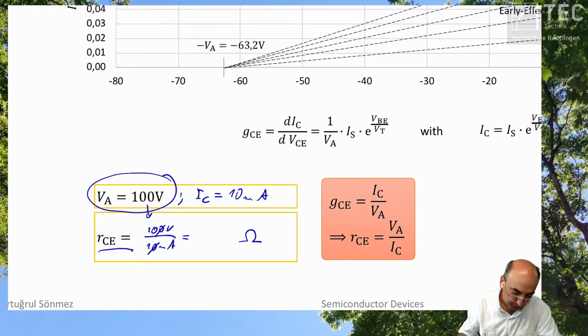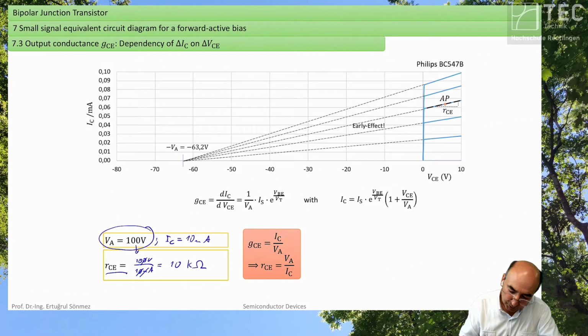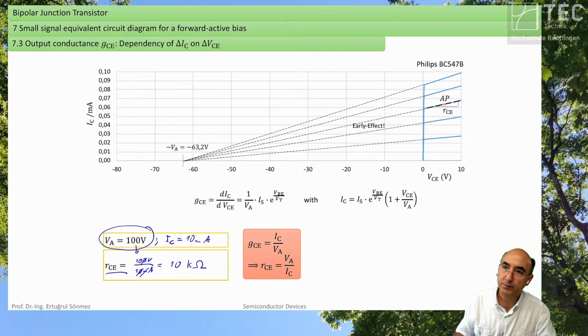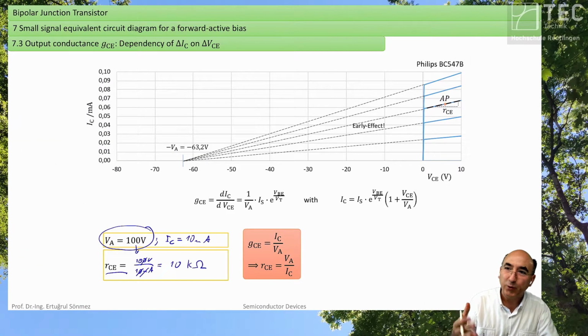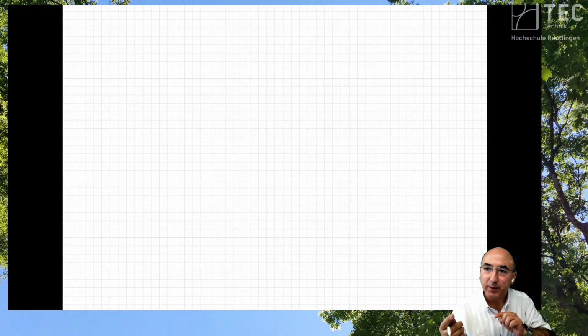100 divided by 10 is 10. Divided by milli is kilo. So we have 10 kilo ohm. That means your slope corresponds to a 10 kilo ohm ohmic resistance. Why am I saying it so complicated, the 10 kilo ohm? Because now I'm giving you one aspect that is interesting from the circuit design point of view.